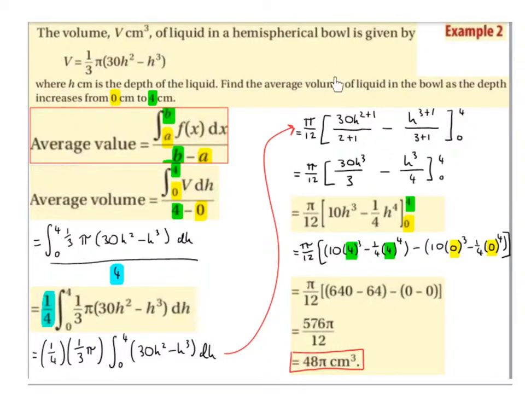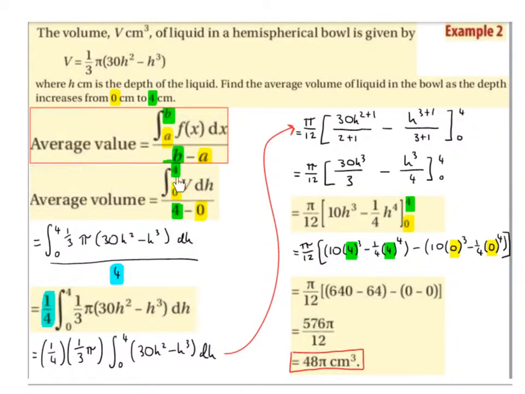So average volume, we want to think integrate. Our average value formula is the integral of f of x dx between the limits a and b divided by b minus a. So our average volume is going to be the integral of V dh, so with respect to h instead of with respect to x, between the limits 4 and 0 divided by 4 minus 0. And we know that V is a third pi times 30h squared minus h cubed. And 4 minus 0 is 4.